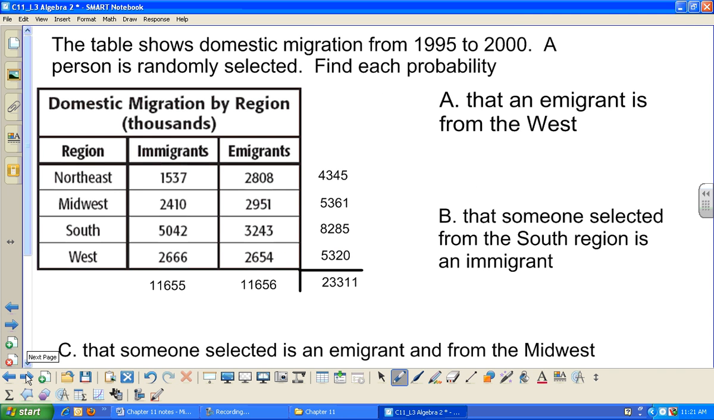The table shows migration from 1995 to 2000. Find these probabilities. Below I already wrote out my totals. This is the total for this row. Midwest is 5,361, and so forth. The reason I do that is so that it's easier for me while I find the probabilities. Is that the immigrant or emigrant is from the West. So if I'm writing this out, this would be the probability that they're from the West, given that they're an immigrant.